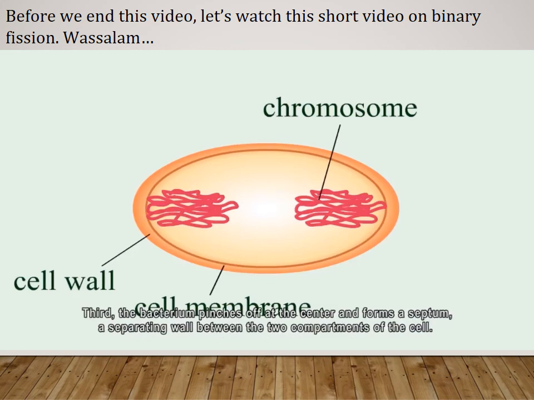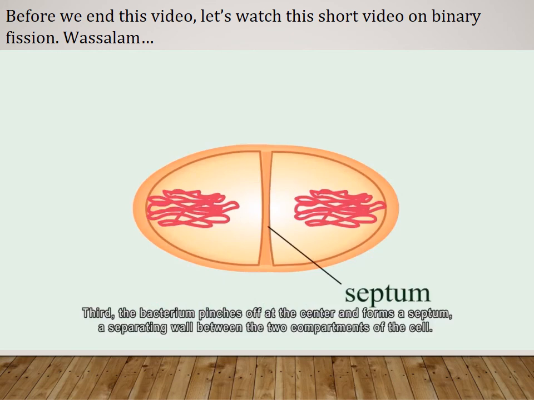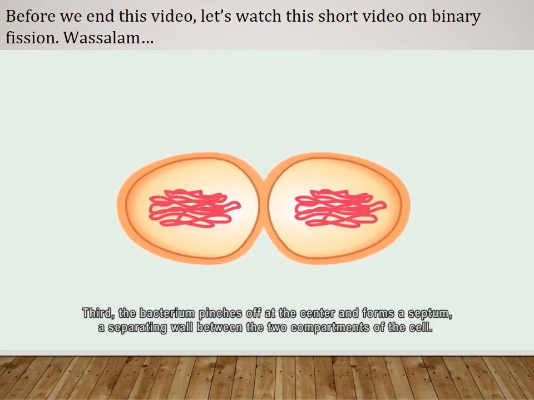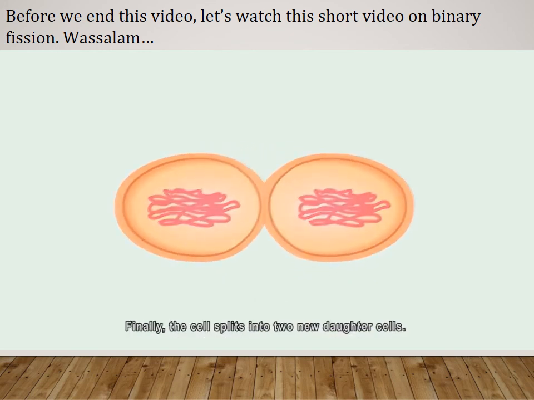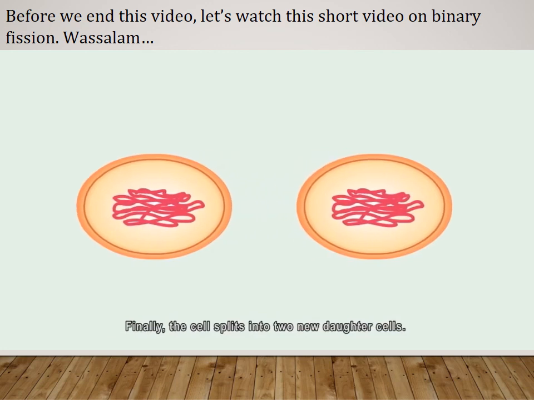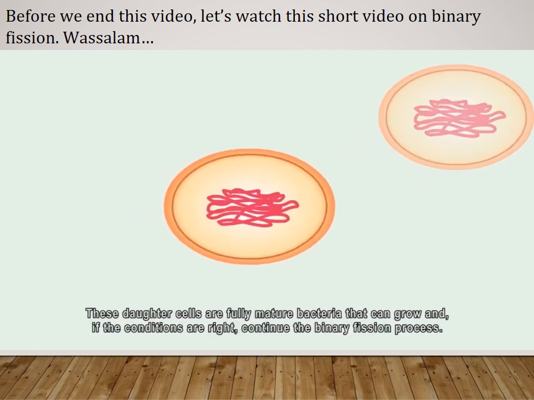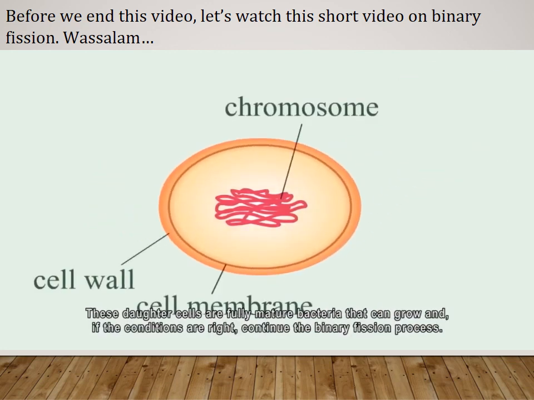Third, the bacterium pinches off at the center and forms a septum, a separating wall between the two compartments of the cell. Finally, the cell splits into two new daughter cells. These daughter cells are fully mature bacteria that can grow and, if conditions are right, continue the binary fission process.